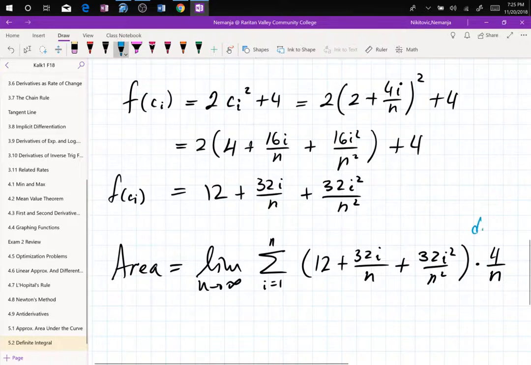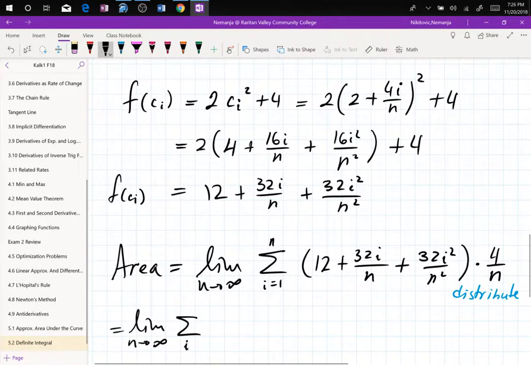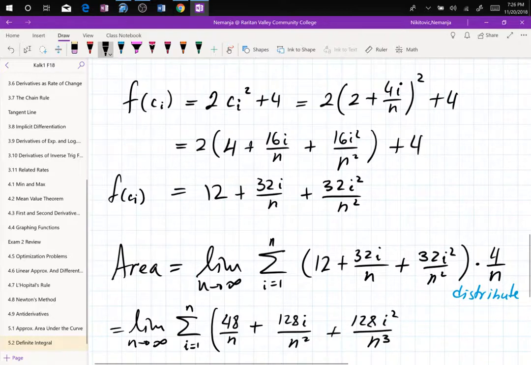So now distribute. That's the first order of business. So this is going to be limit n goes to infinity, summation i from 1 to n. And when you distribute, what do we get? We get 48, that parentheses, right? 48 over n plus 128i over n squared plus 128i squared over n cubed.